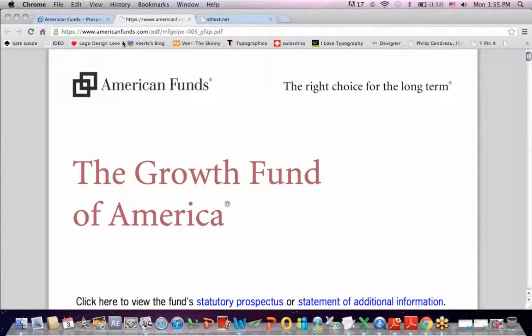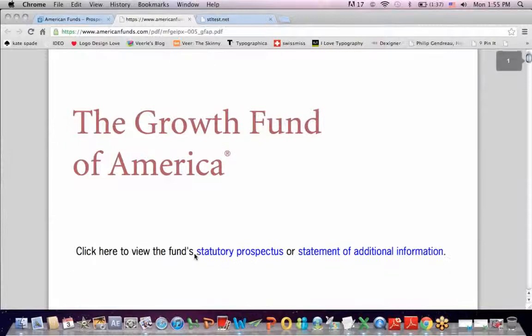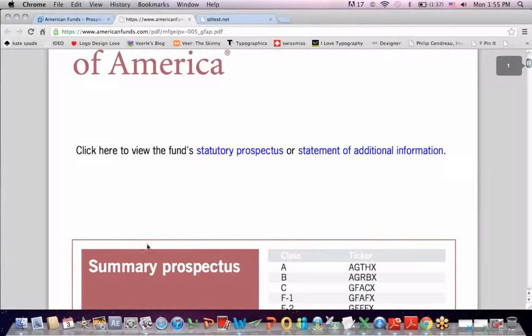So here is, when you go to the American Fund site, and you can see the address at the top, this is the summary prospectus for Growth Fund of America, which is one of the largest, in terms of assets under management, one of the largest funds in the country.